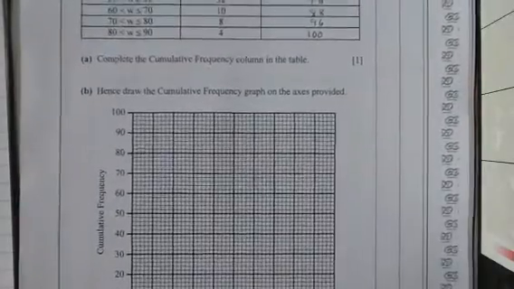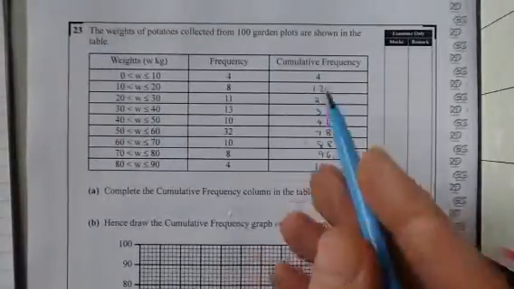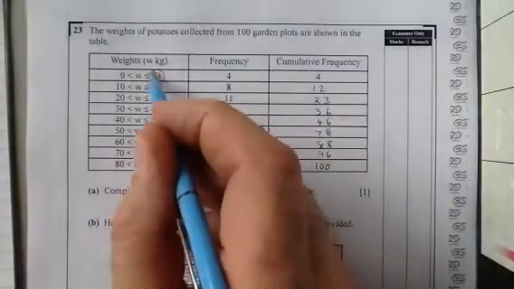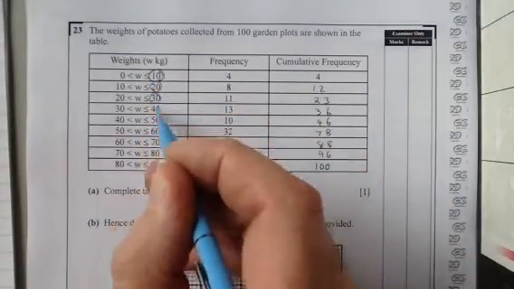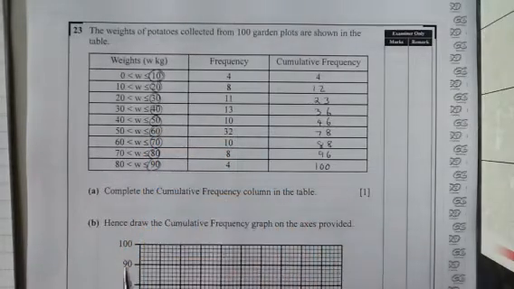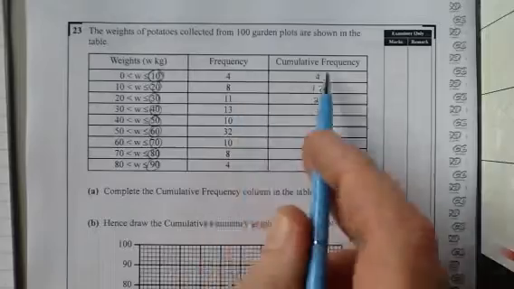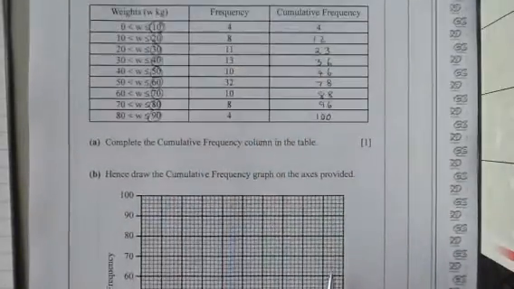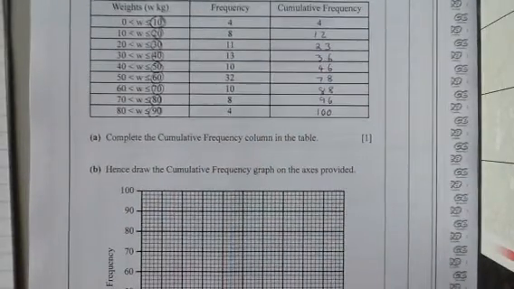Now we're going to draw the cumulative frequency graph. And the way to do that is you plot the cumulative frequency above the upper boundary of each class. So it has to be this upper boundary. Okay, so we're going to use all of those when we're plotting. So above 10, 4, 20, 12, etc.